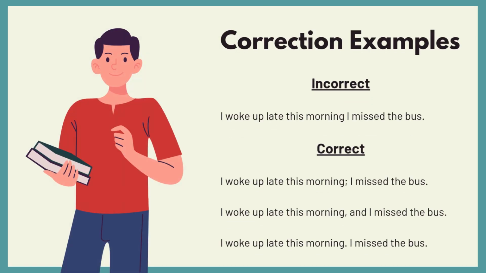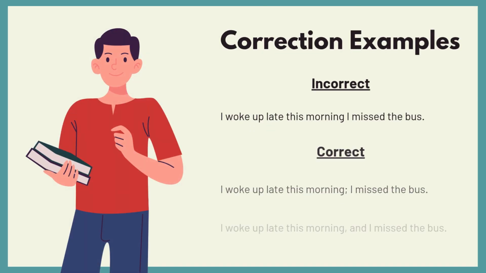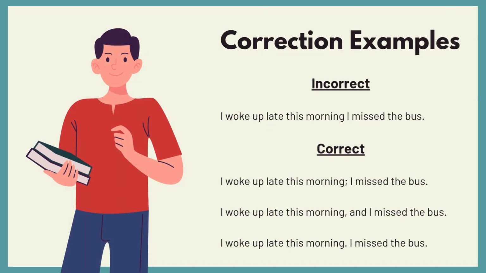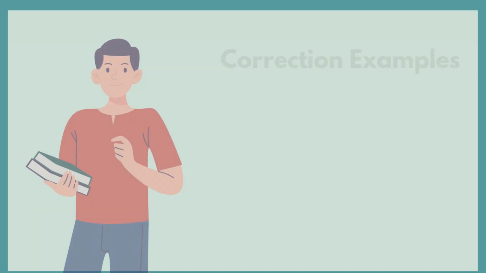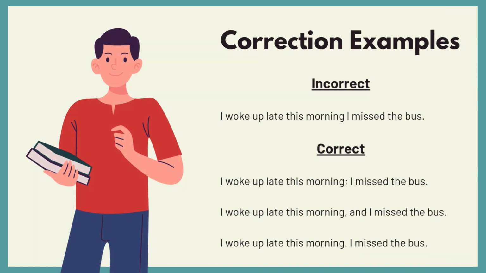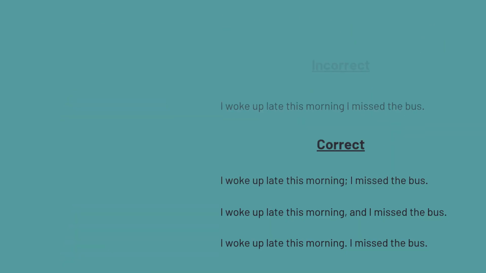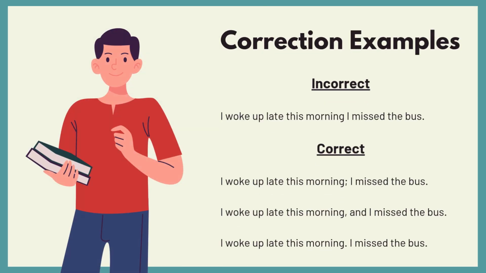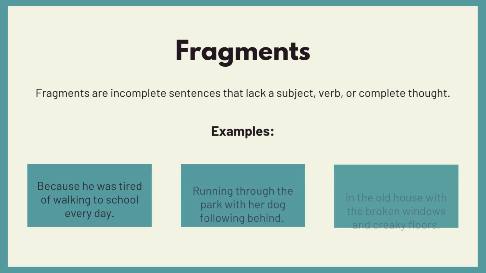Correction examples. Incorrect. I woke up late this morning I missed the bus. Correct. I woke up late this morning; I missed the bus. I woke up late this morning, and I missed the bus. I woke up late this morning. I missed the bus.